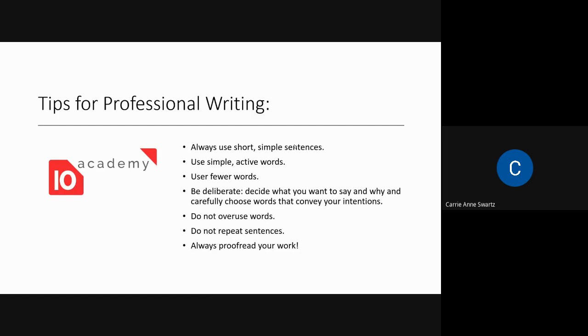Don't use the same words over and over again. Don't repeat sentences, and always proofread your work. Proofreading is very important because it's sloppy work when your spelling is incorrect, when you've got grammatical errors, when you've got awkward sentences. It's unprofessional, it's sloppy, it shows that you haven't put the necessary effort into your work for someone to be invested in it.